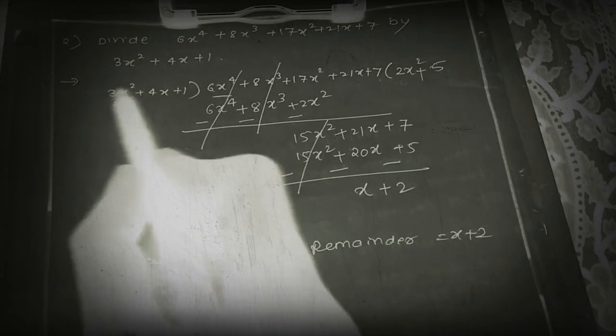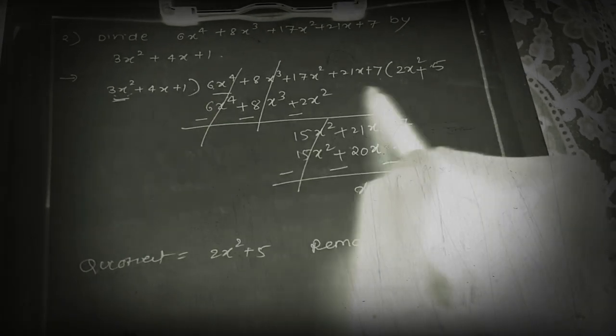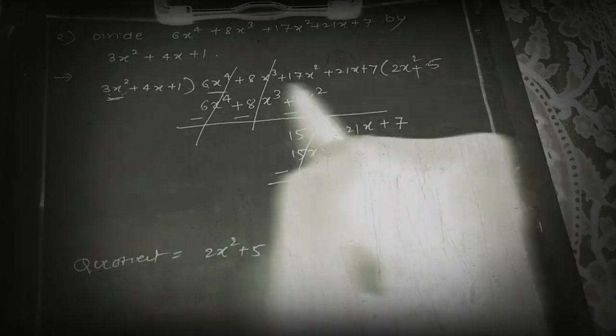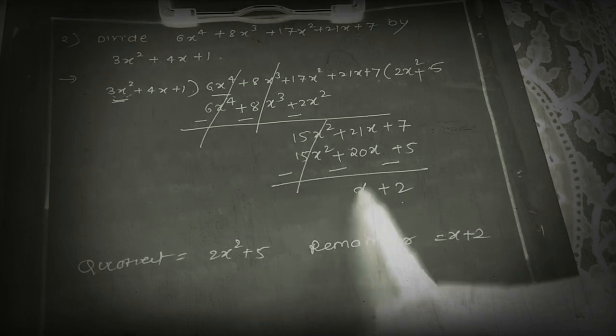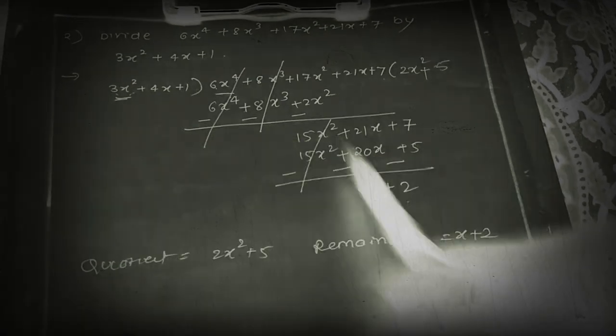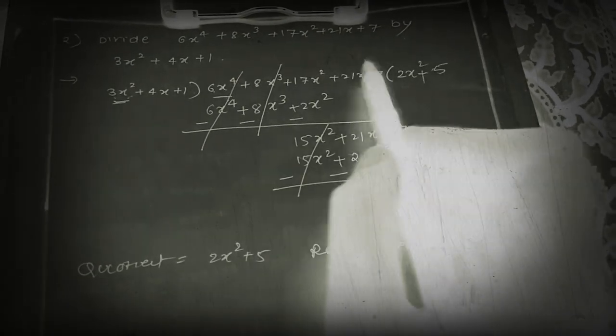And as I told you in the previous example, suppose you are not getting the remainder as 0, it means this polynomial is not a factor of this polynomial. You can divide this polynomial with any polynomial, but if the remainder is other than 0, it means it is not a factor, and this quotient is also not a factor of this polynomial.